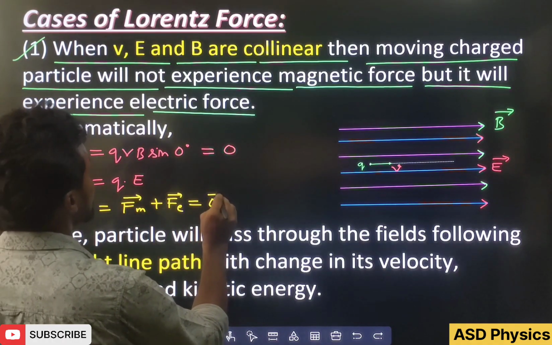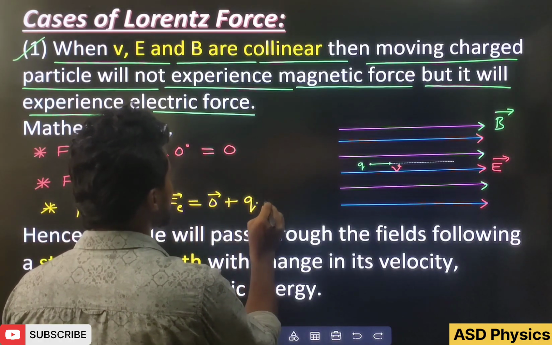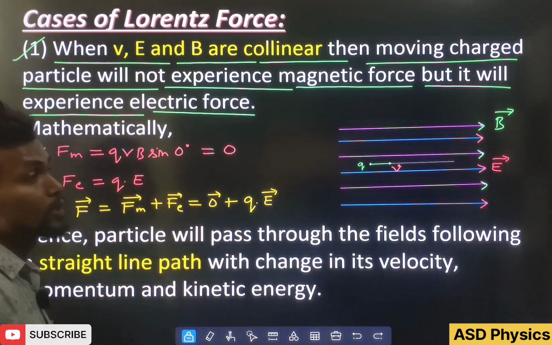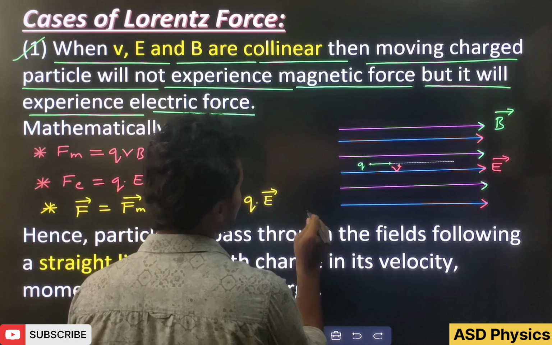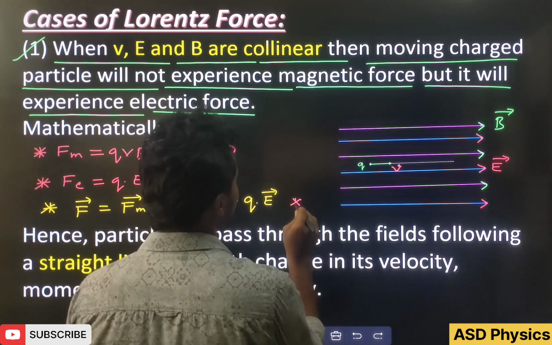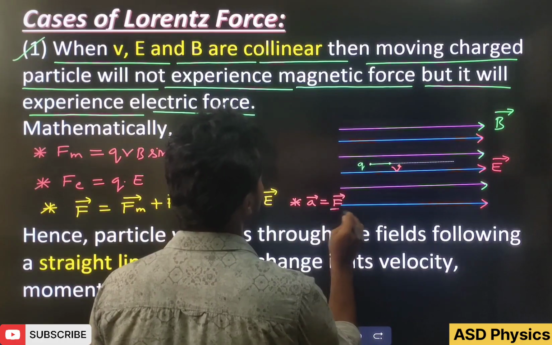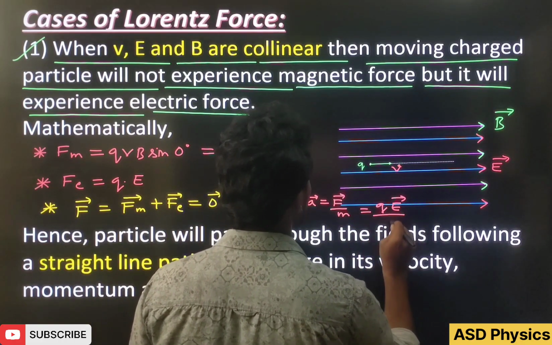So magnetic force, how much here? 0, null vector. Okay, and what is this here? Positive charge particle means Q into E. So you can see very well the net force is Q into E. So after that, let's take for example one more thing, acceleration. What will acceleration come here? We can write force by mass, and see, QE by M.